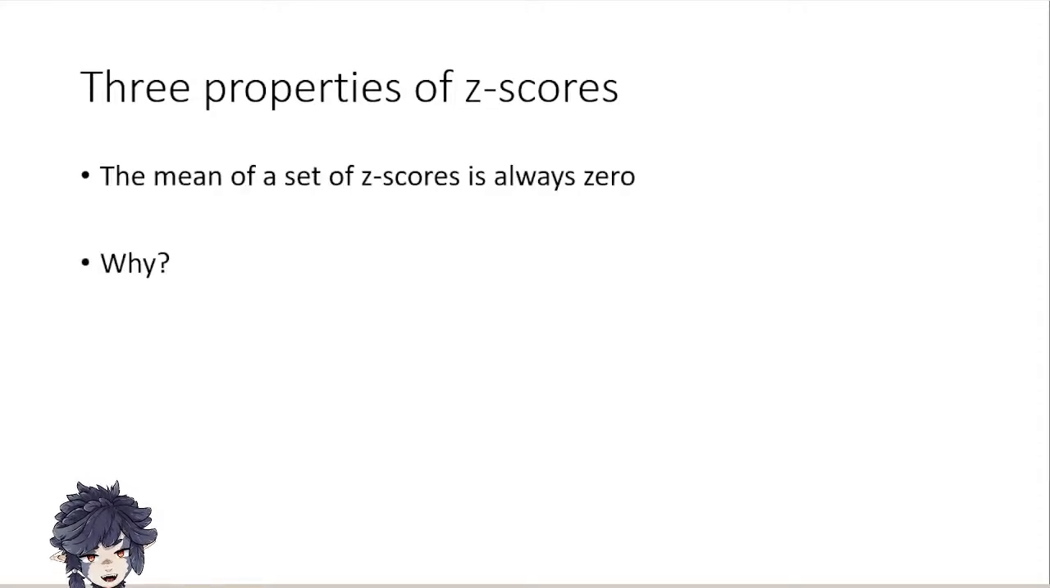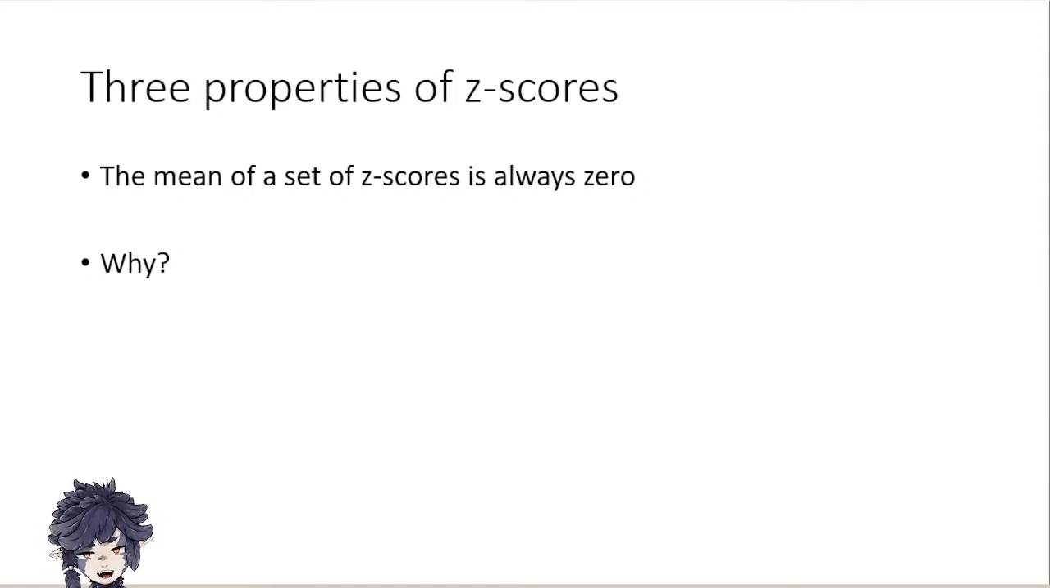Now, z-scores, these lovely scores that allow us to figure out how far above or below the mean somebody is, have three properties. And that first property is that the mean of a set of z-scores is always 0. If you add up all the z-scores for any given data set, they'll all add up to 0. Why? Well, let me tell ya.